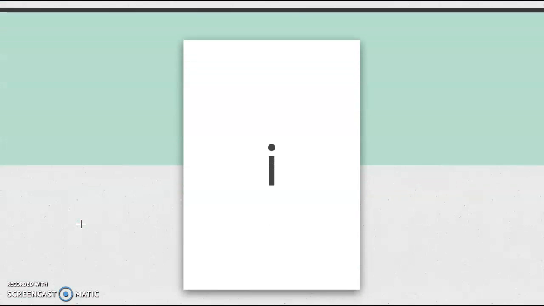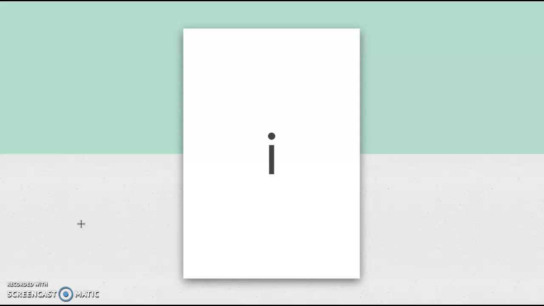Our next letter is letter I. Letter I makes the I sound. Can you make the letter I sound with me? I.